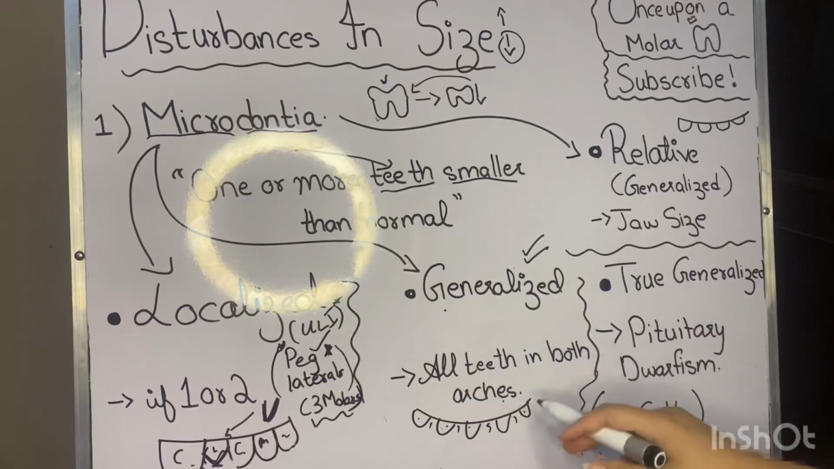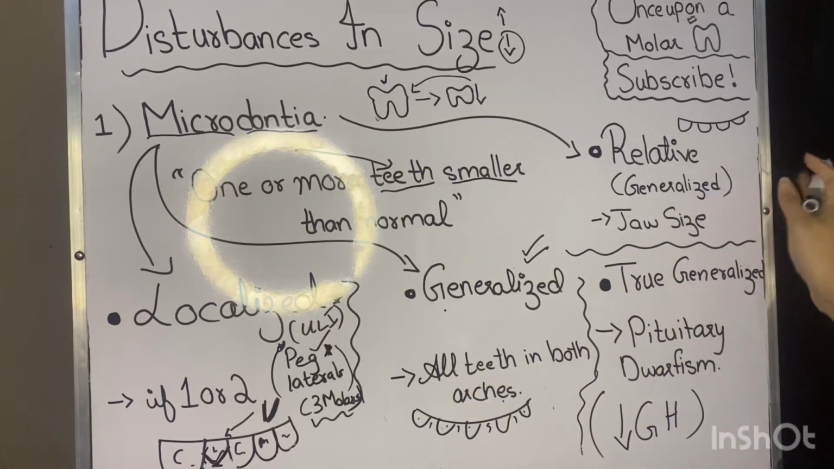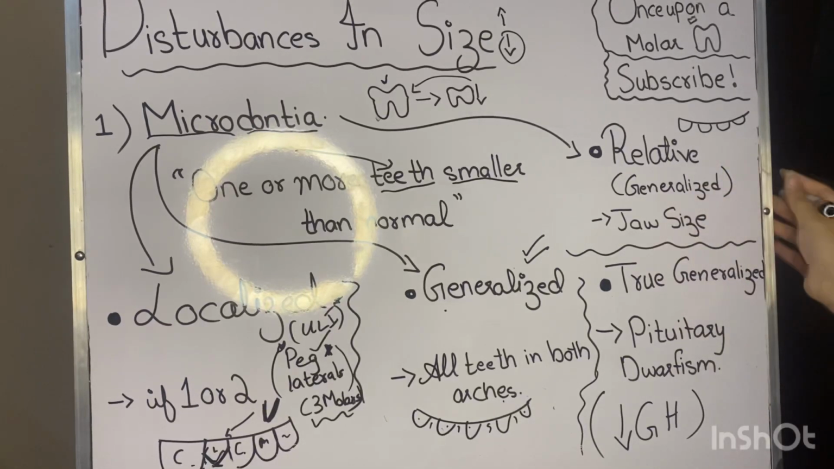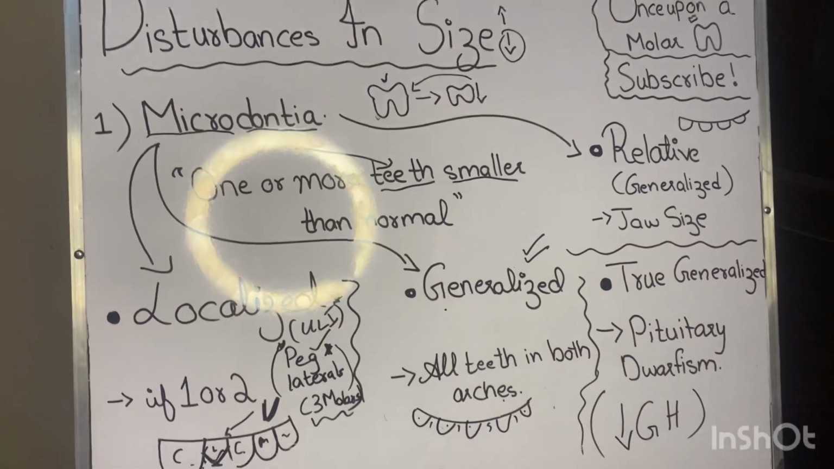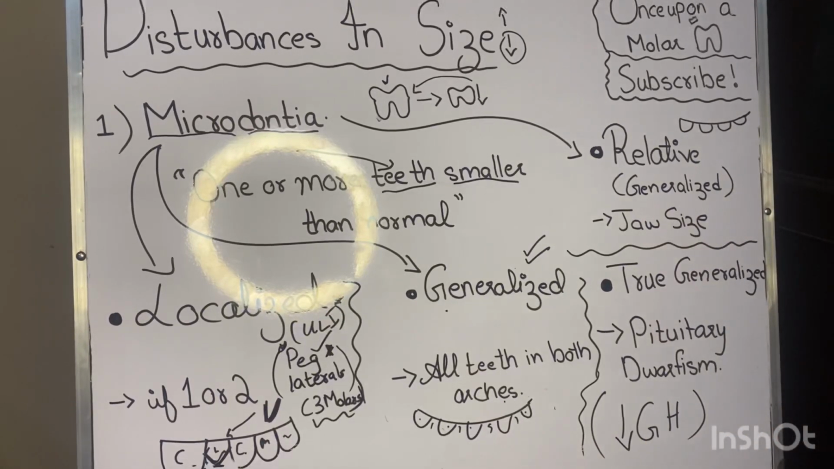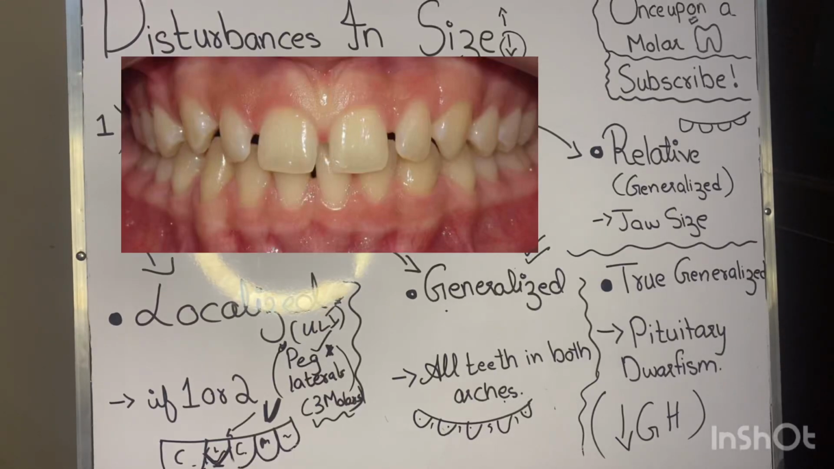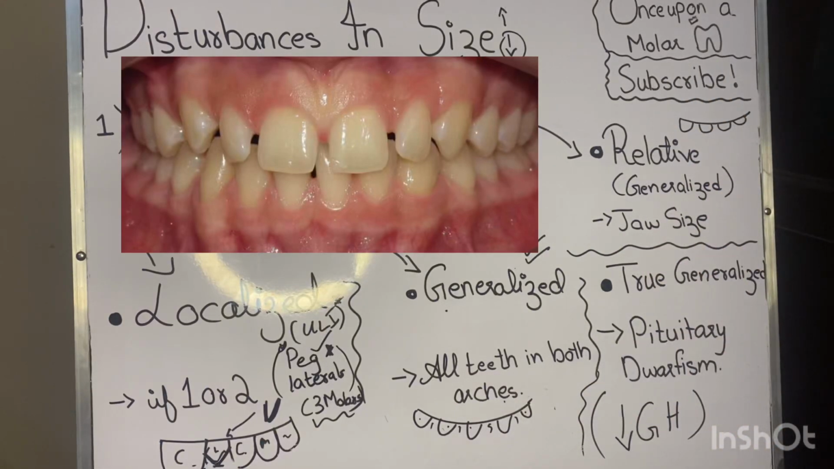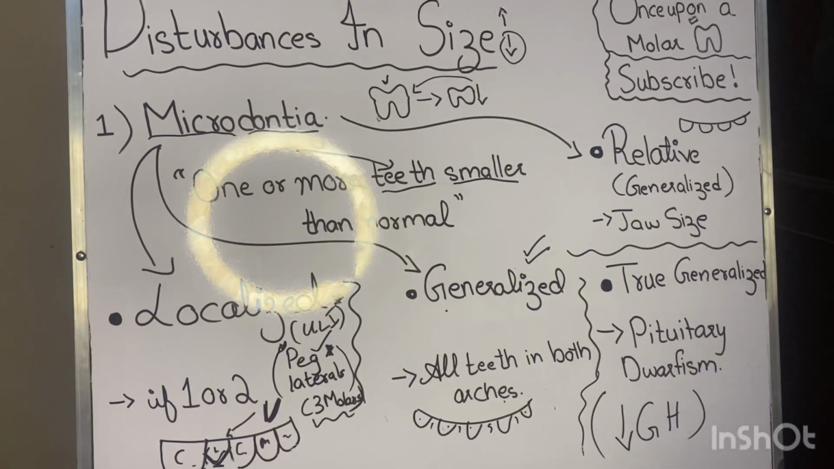A term very similar to that is relative microdontia, also known as relative generalized microdontia. It is very similar to the generalized type. The only difference you have to remember is that there is a jaw size difference. In relative generalized, a patient comes in complaining, hey, I think I have very small teeth, they don't look good, and so on.